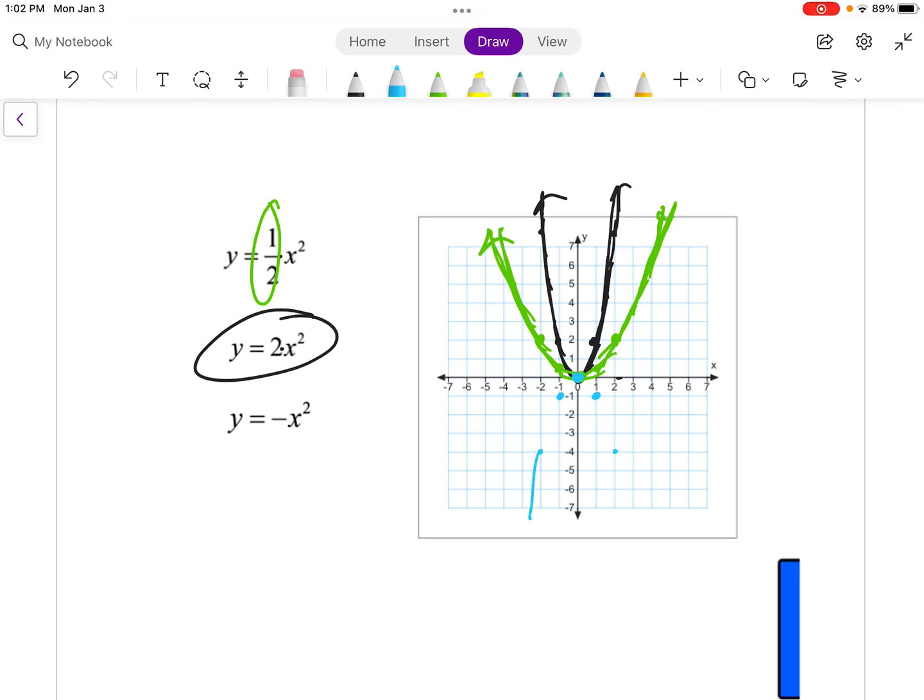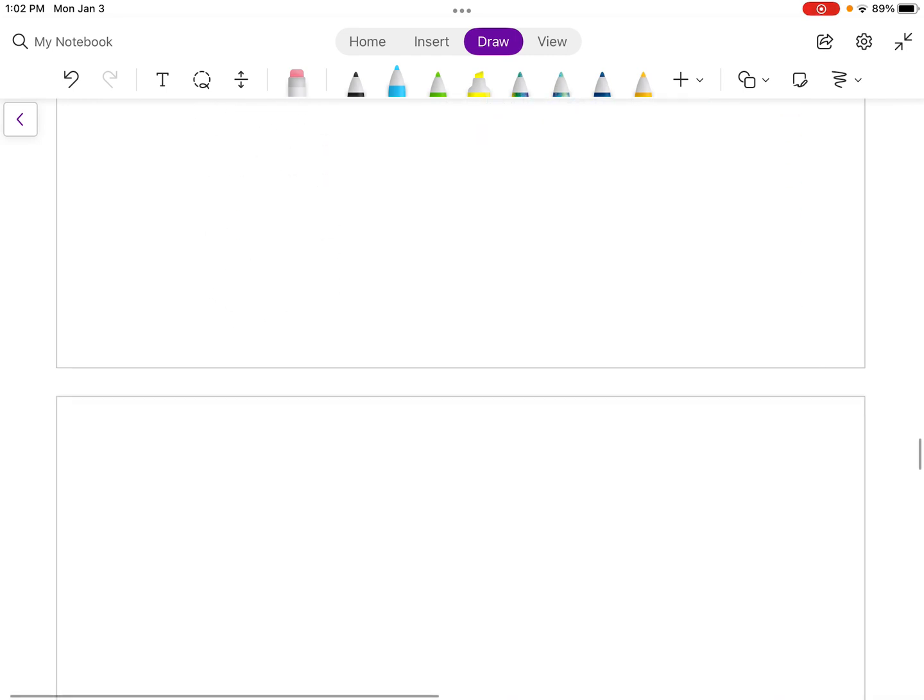So it's the shape of the original parent graph. It's just reflected down instead of reflected up. So those are all the different transformations. Now, hopefully, if you remember how to do the absolute value ones, that you can make that connection. And that makes these really easy because you follow all the exact same rules. Okay, they're no different. It's just that instead of being that V shape, it's going to be a parabola shape instead.